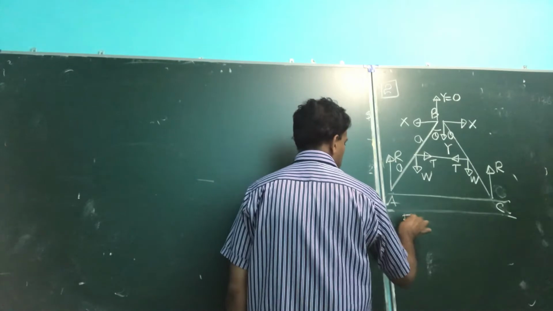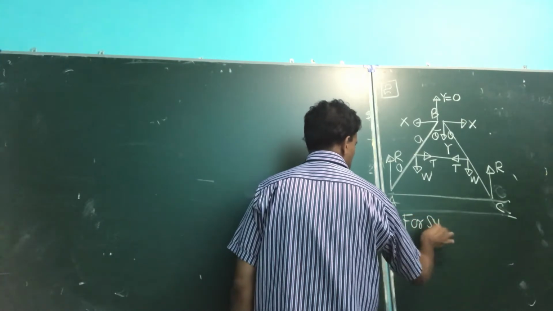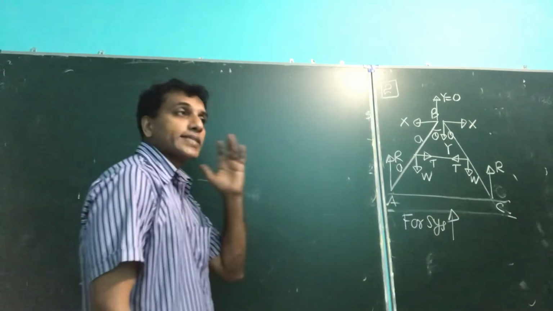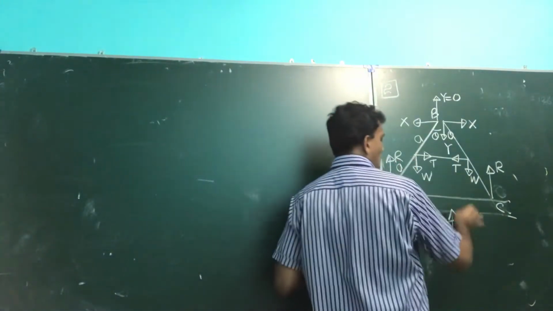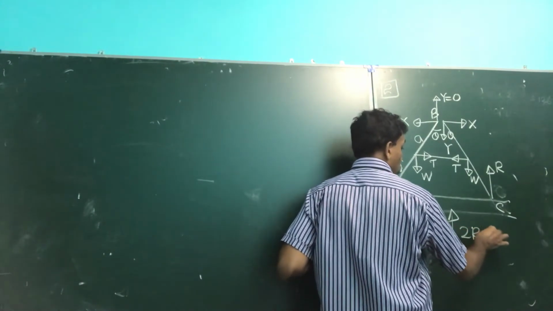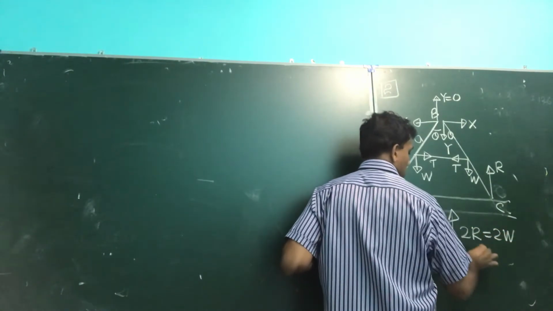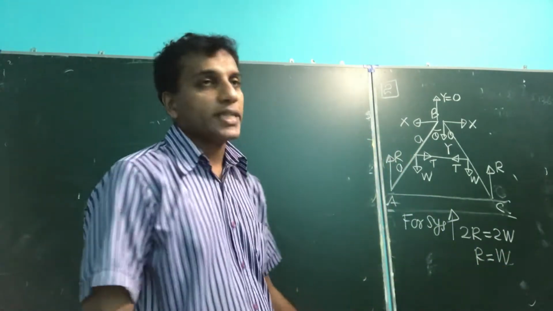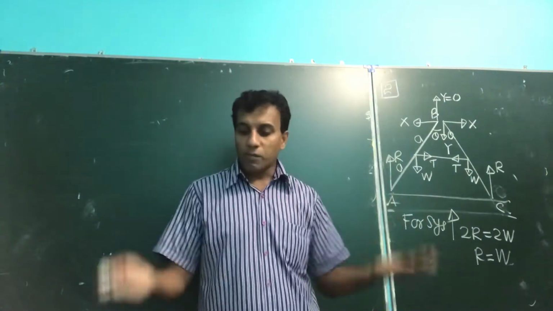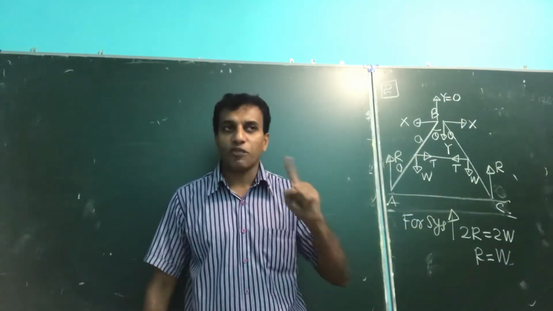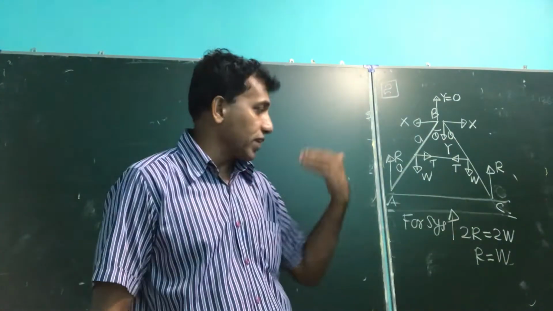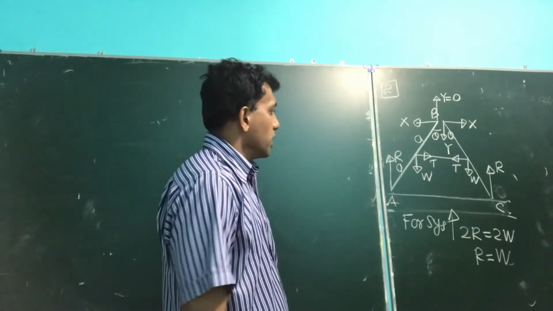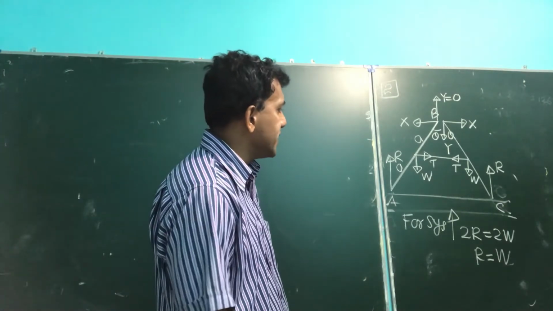Next, for the system, resolve vertically. What happened? 2R equal to 2W, right? Therefore R equal to W. Okay, that is the reaction at A and C given by the horizontal floor, a smooth floor, no friction here. In some questions friction comes, that means rough, then we can take the friction also. Okay, next we find X and T.